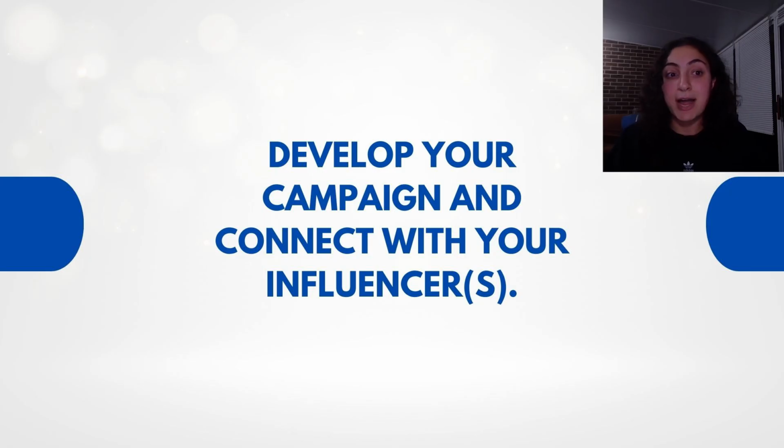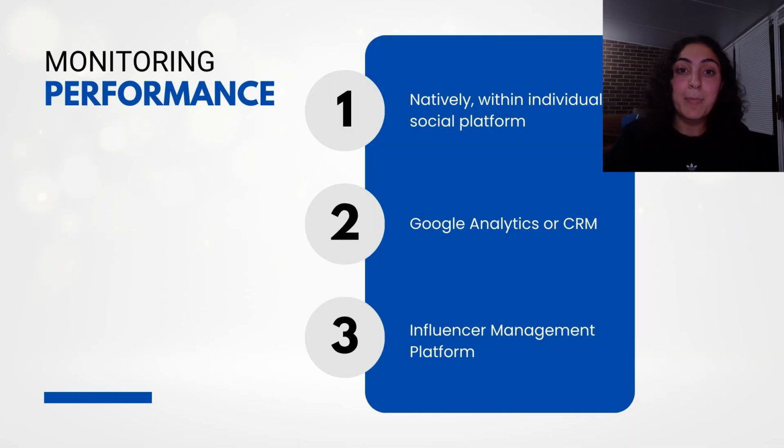Make sure that you define your scope of work, what deliverables are required from the influencer, any crucial deadlines, and of course, compensation details. And finally, monitor the performance of the influencer's posts. This can be done in 3 different ways. First, it can be done natively within the individual social platform. This typically exposes you to vanity metrics such as likes, comments, and shares.